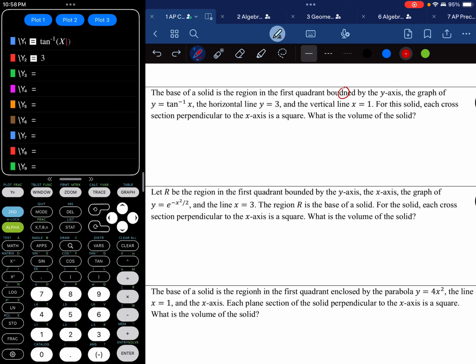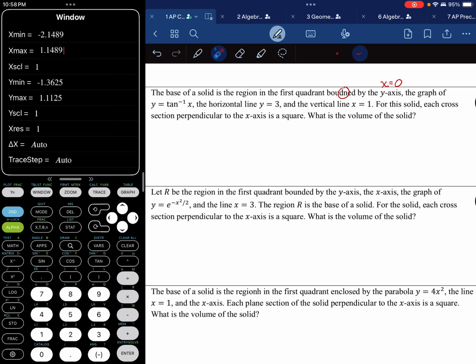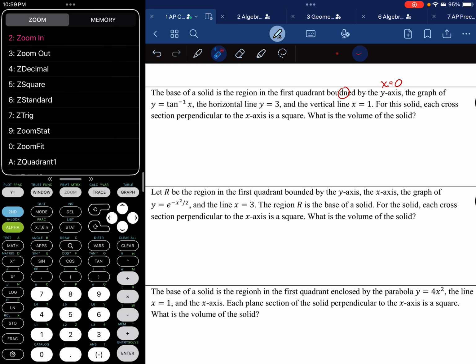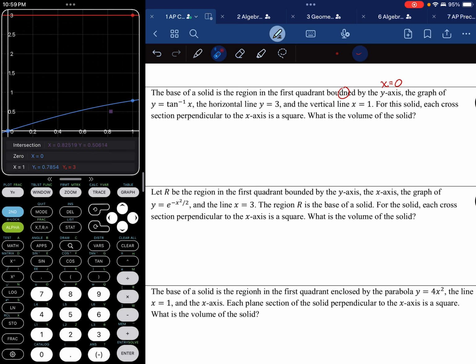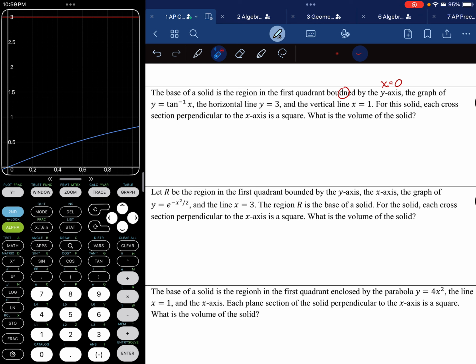What are my bounds going to be? It kind of tells you. It's in the first quadrant, bounded by the y-axis. Y-axis is x is equal to 0, and then it goes all the way to x is equal to 1. Those are our bounds, 0 to 1. So I'm going to say our window is going to come up here between 0 to, we're going to clear that 1. I'm going to do a zoom 0. Hopefully it'll fix it. And okay, it looks like it just strictly cuts it off right there. So I don't know what those intersections are from.